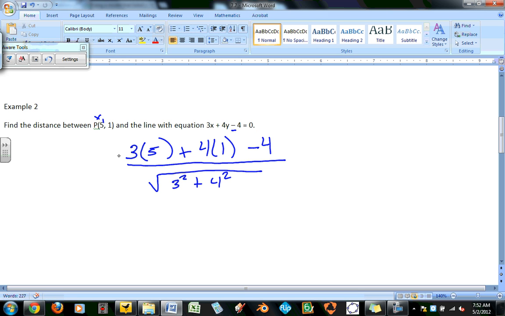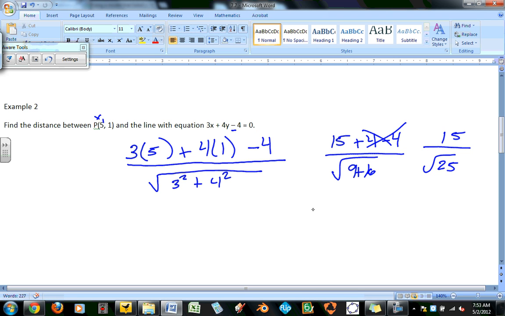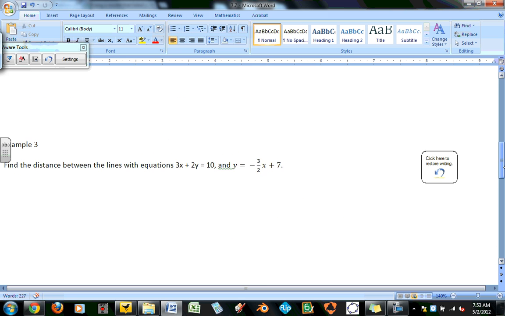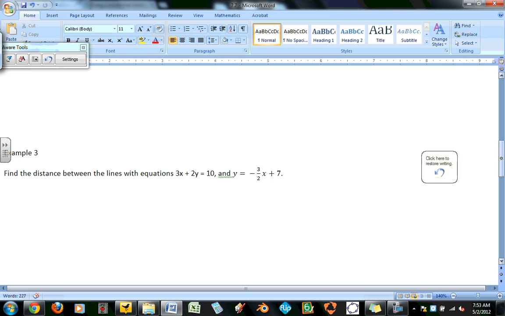So in this case, when we simplify, I have 15 plus 4 minus 4 all over the square root of 3 squared, which is 9, plus 16. On the bottom would be the square root of 25. On top, plus 4 and minus 4 cancel out, we'd have 15. So right now I have 15 over the square root of 25, which is 5. So the distance between that point and that line is 3 units. Last one here.